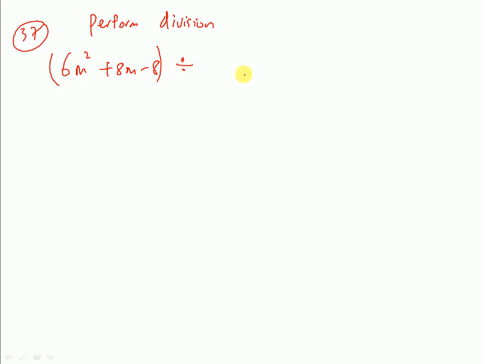Okay, let's do 37. Again, perform the division. I have 6m squared plus 8m minus 8, and the divisor is m plus 2. Okay, now we can write this one as a fraction, so it's easier to see, right? This thing divided by m plus 2. In order to cancel the m plus 2 at the bottom, you can try to factor the top and see if you can cancel that or not.